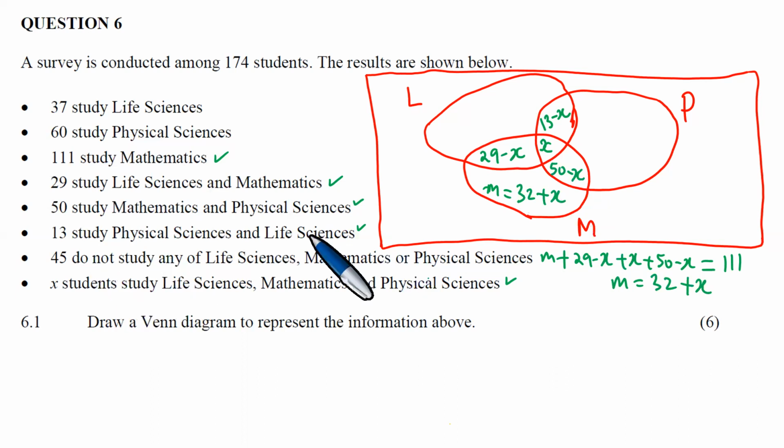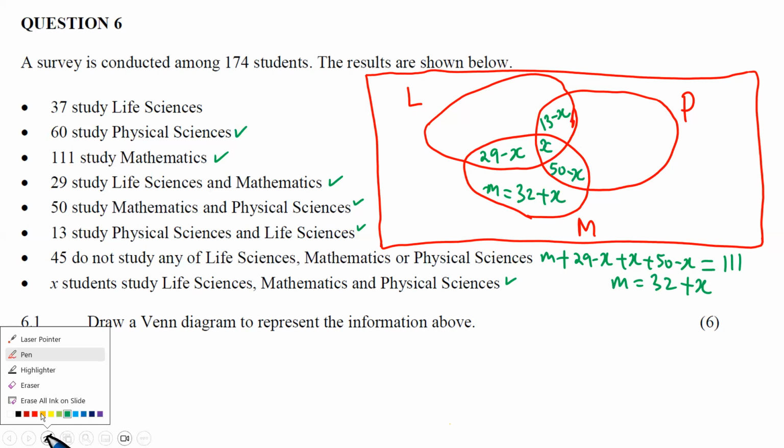Okay, so we are done with this one of 111. We use the 100, so we must use all the numbers here. Physical sciences must be 60. It's the same thing as we come to this one. There must be 60, everything here. This plus that plus that must be 60. So which means that you're going to do this.